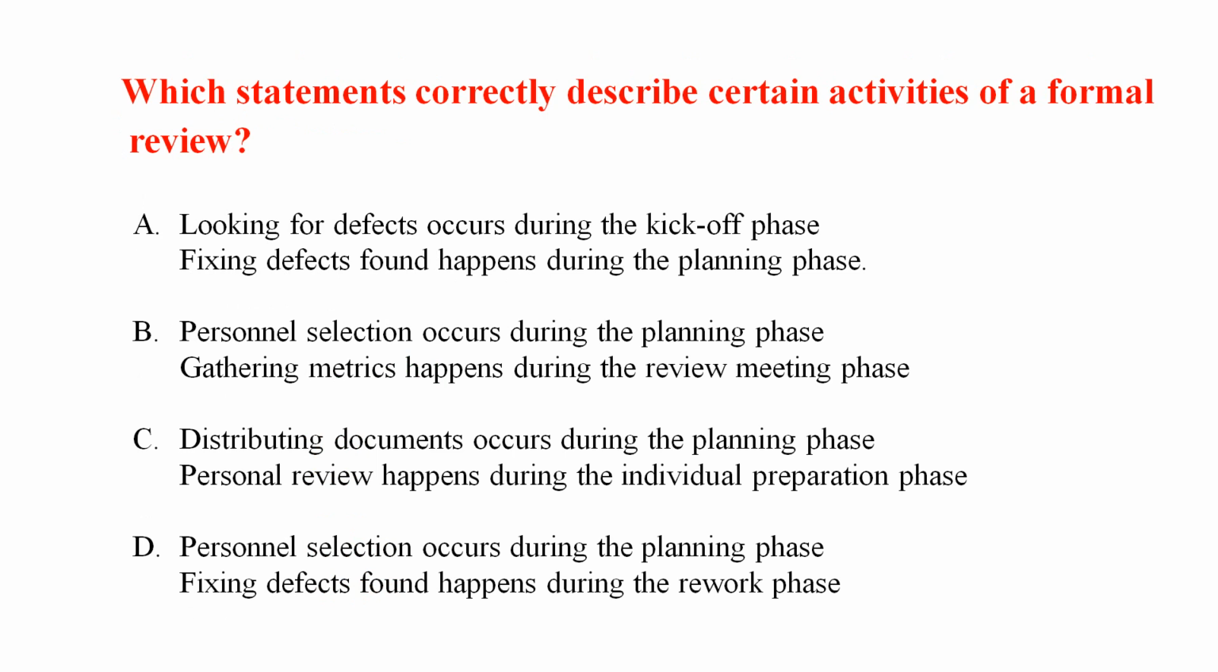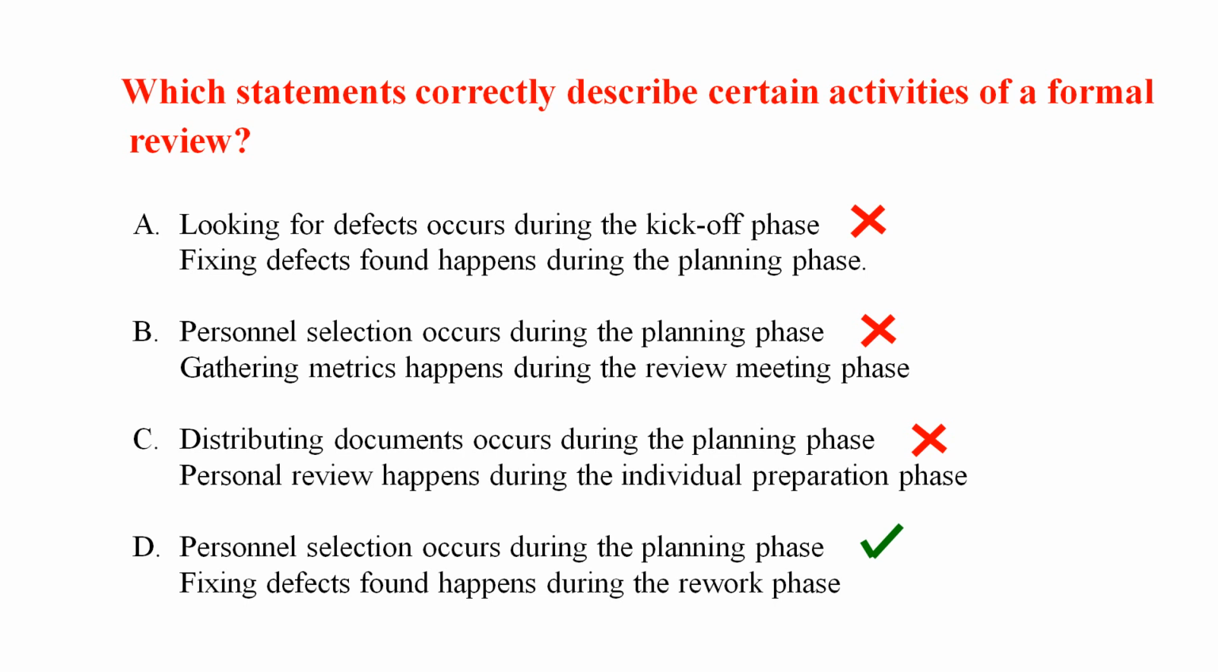The next question: which statements correctly describe certain activities of a formal review? These are all the activities of the formal review. We have to find which statement is the correct combination. Now see, these are all the options. Option C is wrong. Option B is wrong. Option A is wrong. Option D is the correct one.